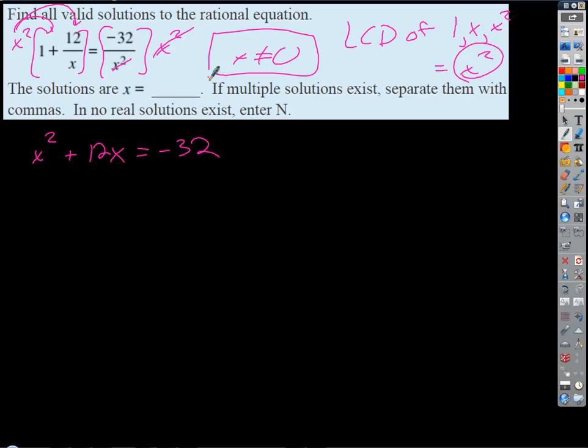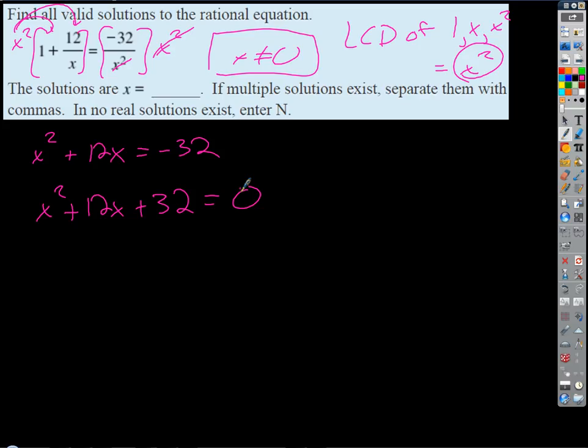So Mallory, what do I do when I've got an equation like this? What do I always have to do when I'm going to solve an equation? Set everything equal to 0. Yeah, right. We've got to get it in standard form. So I'm just going to add the 32 to both sides, right? So then I get x squared plus 12x plus 32 equals 0. Now that's just a quadratic equation in standard form.